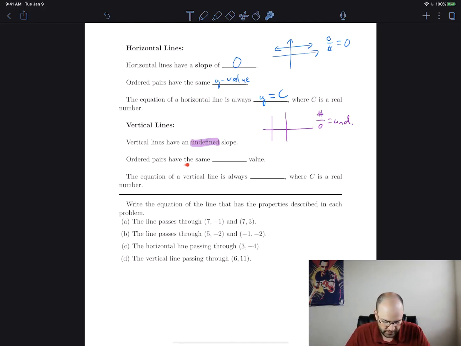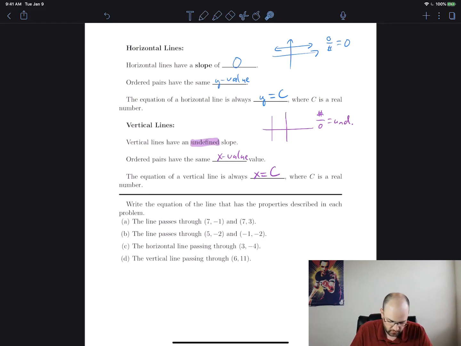Now, ordered pairs have the same x value. It's the same reasoning as being parallel to the y-axis. All the x values have to be the same because it's the y value that's changing there. So the equation of a vertical line will always be in the form of x equals c.